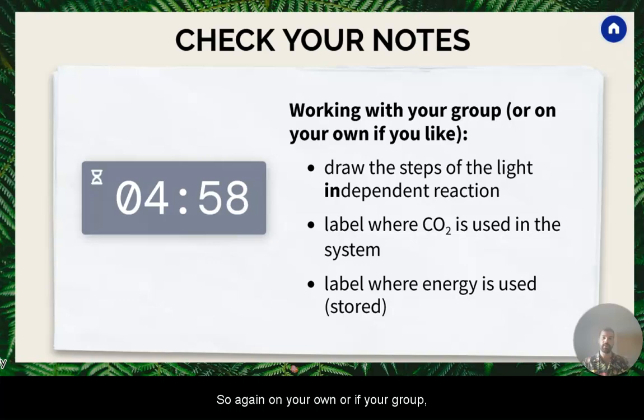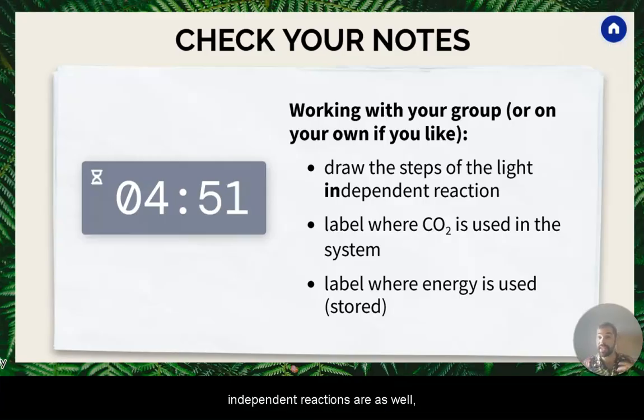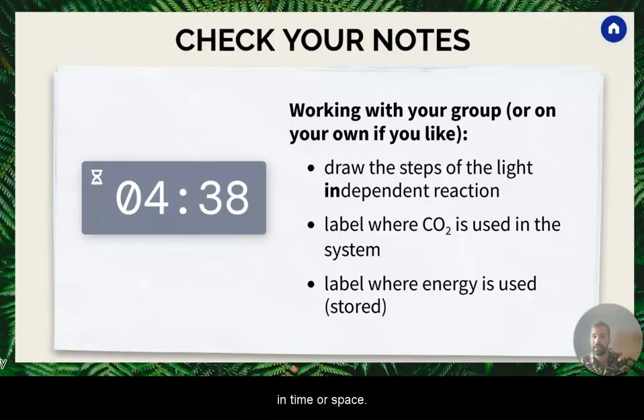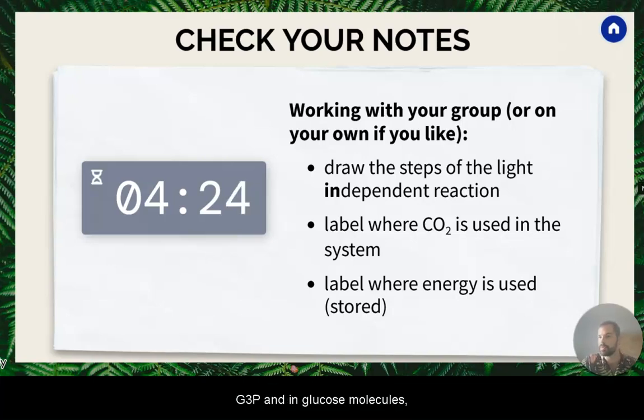So again, on your own, or if you have a study group, want to make sure you have a good sense of what the steps of the light-independent reactions are as well, where CO2 is being used in the system. It's all going into the Calvin cycle, even if there was some sort of way of isolating that CO2 in time or space. And then ultimately remember to keep track of the energy, where it's being transferred, and where it's ultimately being stored in that G3P and in glucose molecules, other sugars as well.